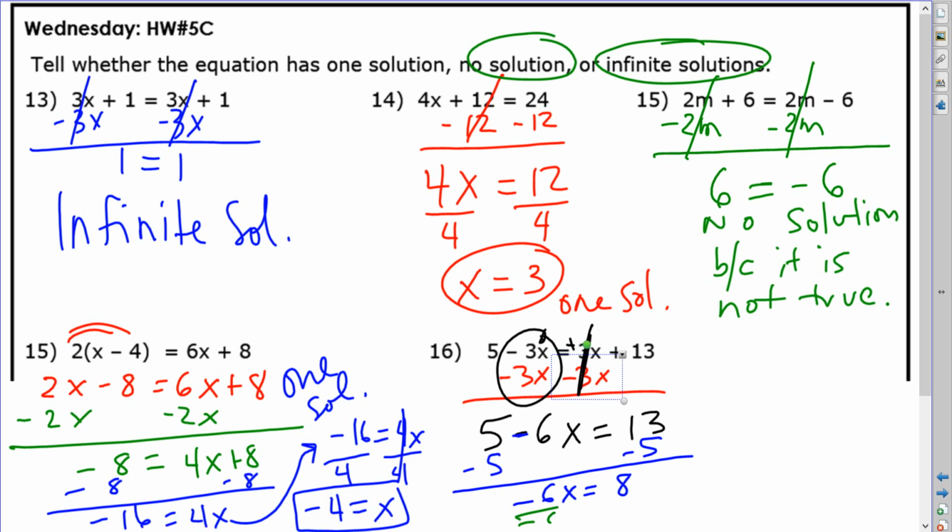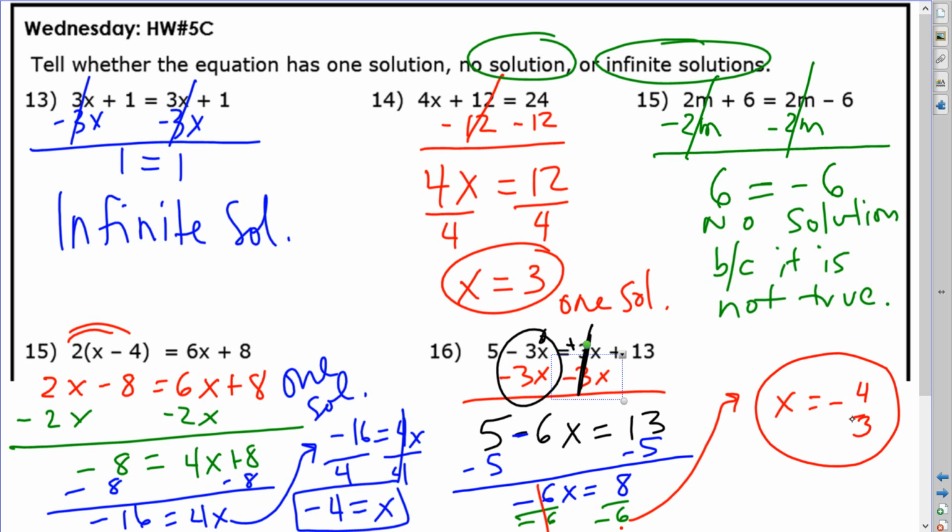I'm going to divide by negative 6 here. Right? I'm going to rewrite this up here. And these are inverses. And 8 divided by 6, 6 does not go into 8 evenly, but I could say that this is the same as negative 4/3. I'm going to leave it in fraction form because the answer is 1.333333333 forever.